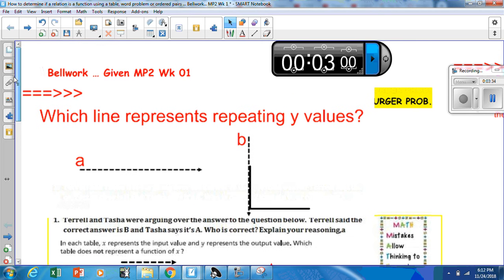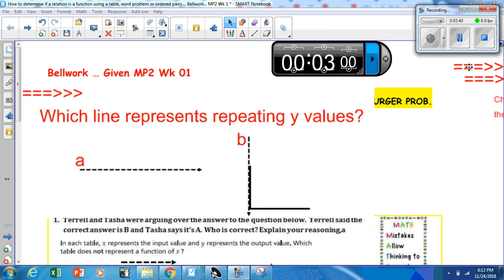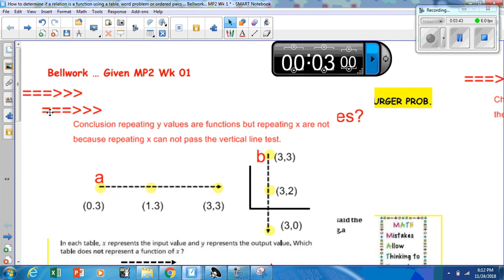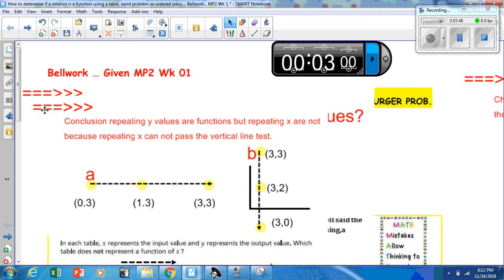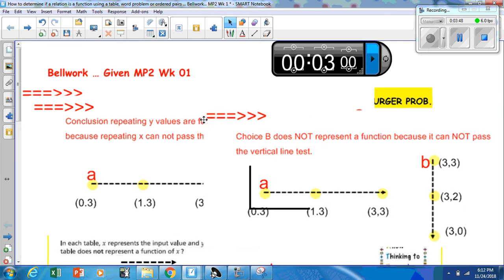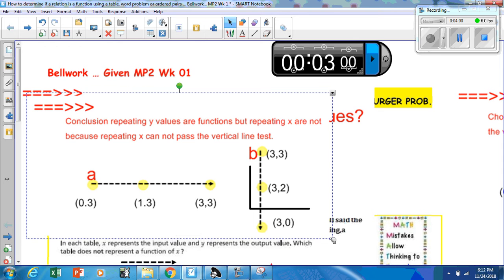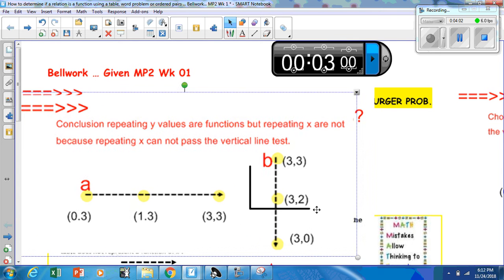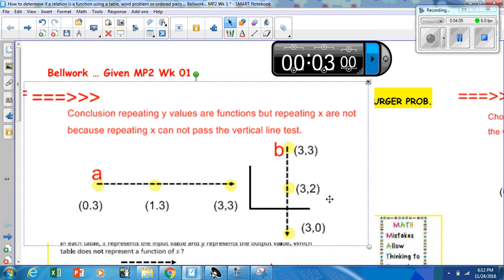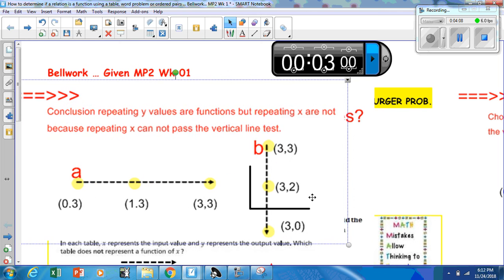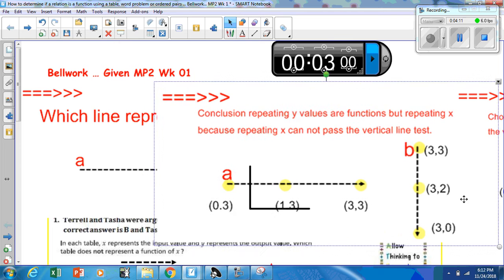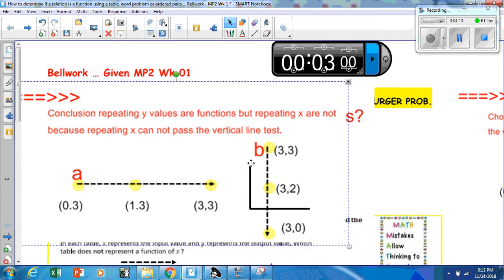Now the next question is similar. All right, conclusion. Repeating Y values are functions, but repeating X values are not, because repeating X values can't pass the vertical line test. Now, if you're taking a look at this, this is a vertical line. This is a horizontal line.